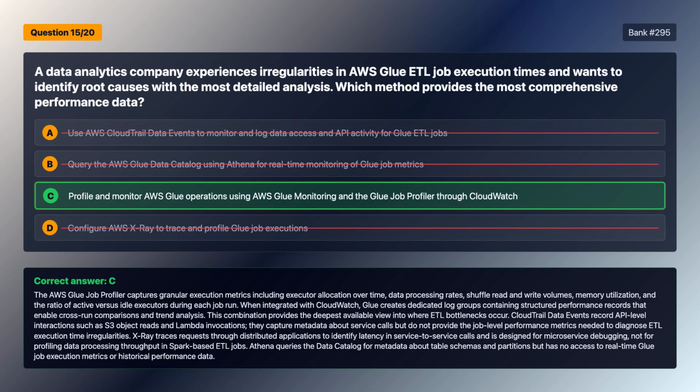CloudTrail data events record API-level interactions, such as S3 object reads and Lambda invocations. They capture metadata about service calls, but do not provide the job-level performance metrics needed to diagnose ETL execution time irregularities. X-Ray traces requests through distributed applications to identify latency in service-to-service calls, and is designed for microservice debugging, not for profiling data processing throughput in Spark-based ETL jobs. Athena queries the data catalog for metadata about table schemas and partitions, but has no access to real-time Glue job execution metrics or historical performance data.